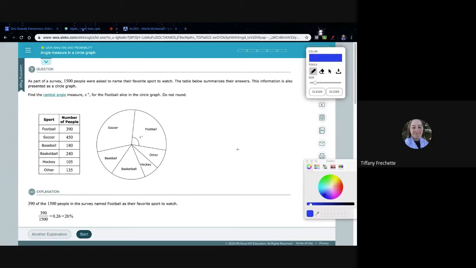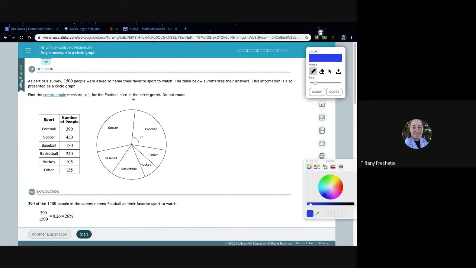Angle measures in a circle graph. As part of a survey, 1,500 people were asked to name their favorite sports to watch. The table below summarizes their answers. This information is also presented as a circle graph. Find the central angle measure, which is angle x, the measure of angle x, so x degrees.